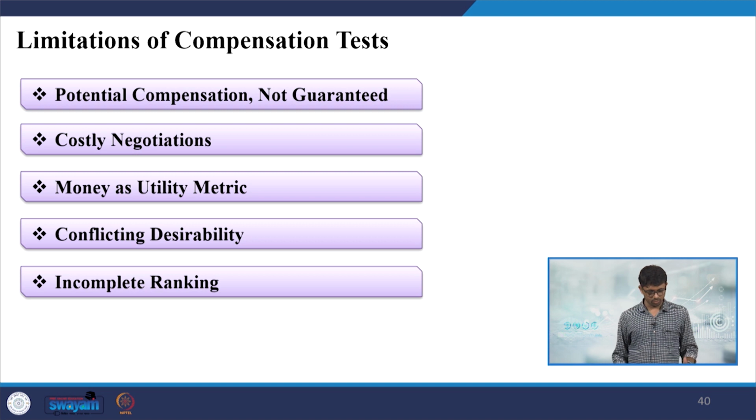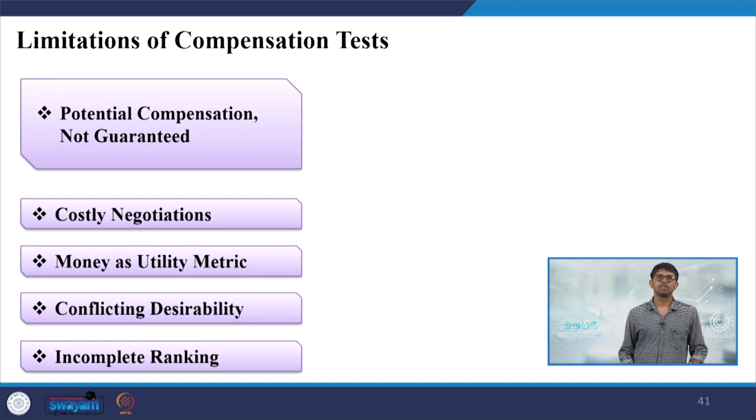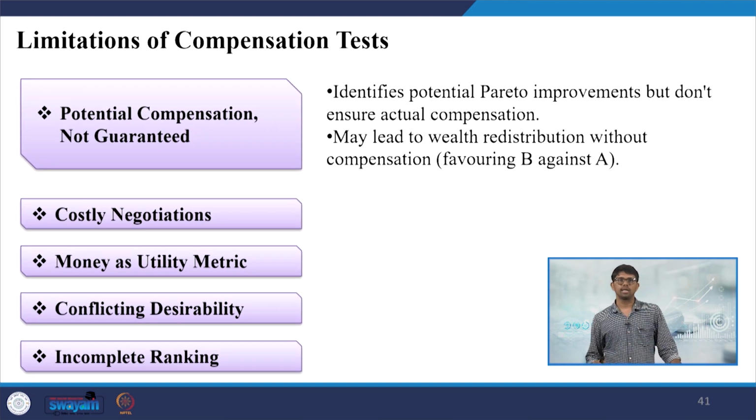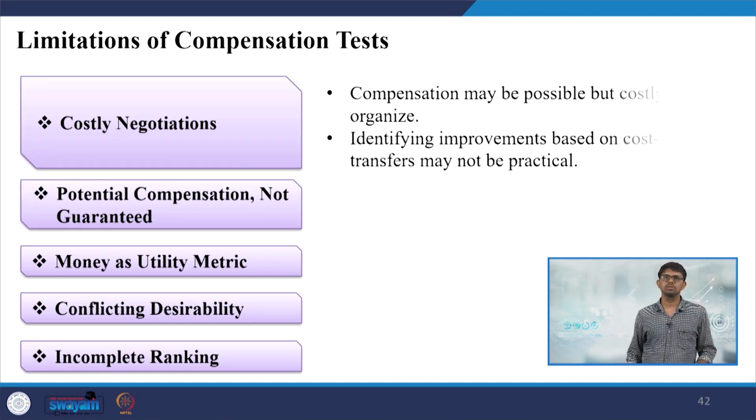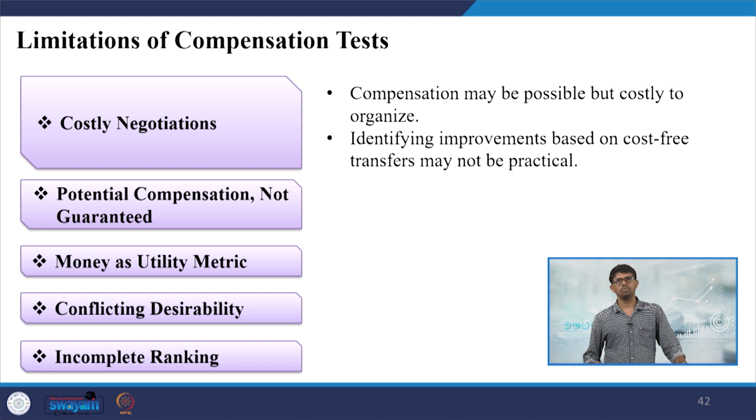There are these important points we have highlighted, starting with potential compensation but not guaranteed. This means that it identifies potential Pareto improvements but does not ensure actual compensation, and may lead to wealth redistribution without compensation, okay, and is related to costly negotiations. Compensation may be possible, but costly to organize, identifying improvements based on cost free transfers that may not be practical.